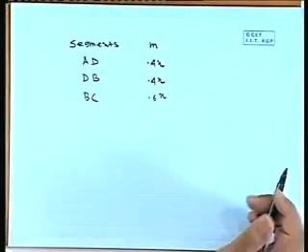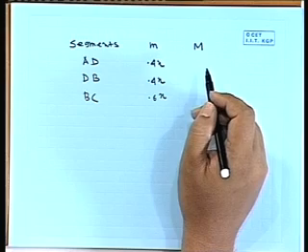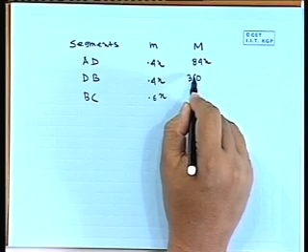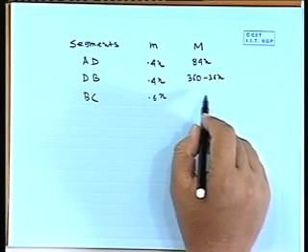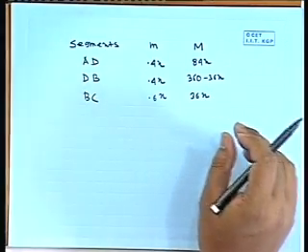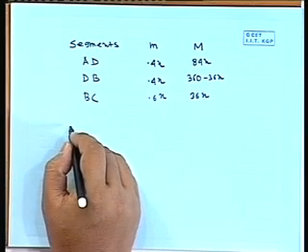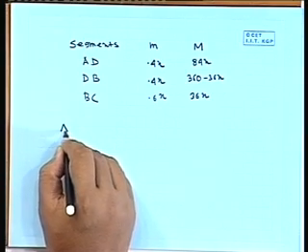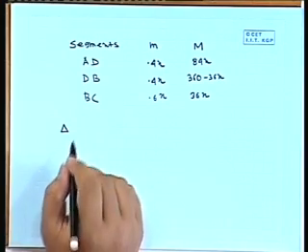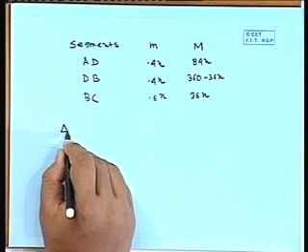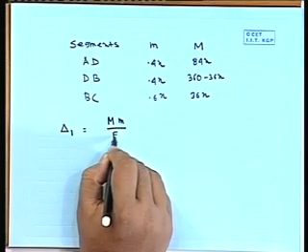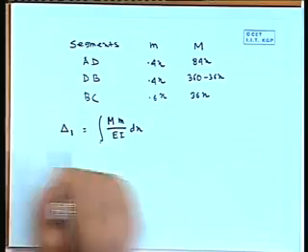Now this is one set, and M, if I put here, already we have written, just for convenience, if I put 84x, this part is 360 minus 36x, this was 36x, that already you have taken down. Now we can say delta due to the applied load, say if it is delta 1, it will be the integral of m M by EI dx.